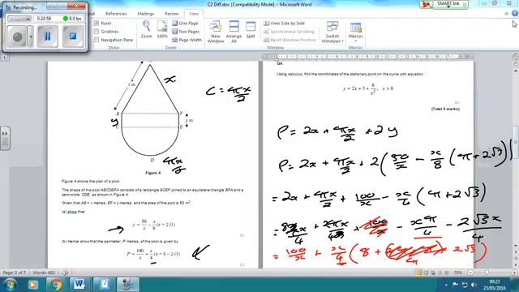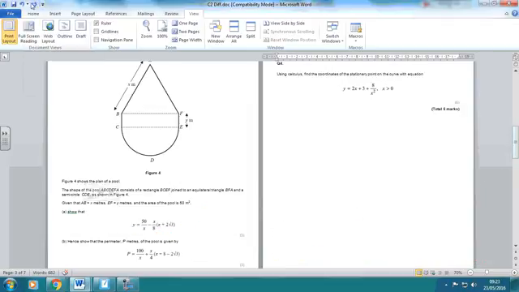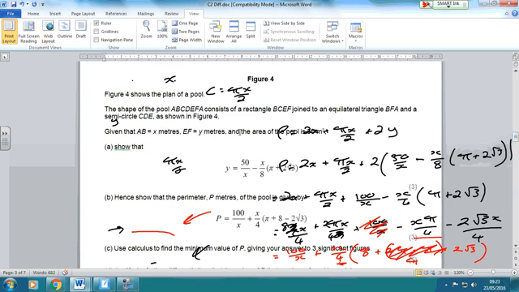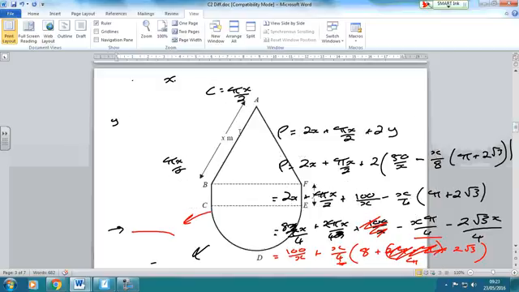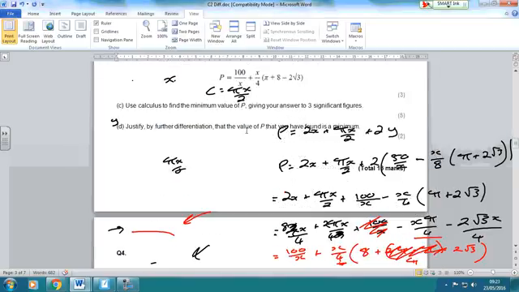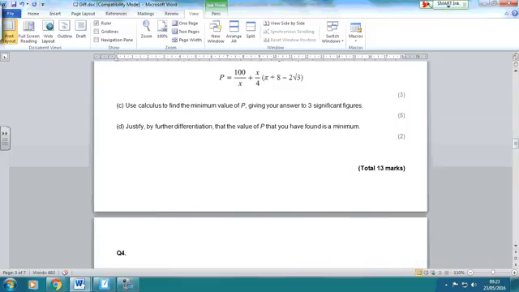Again, because they've said show that y equals this thing here, we can actually use this to do part B even if we can't do part A. But again, all of that, don't worry too much, because what we're now going to do is have a look at part C and part D. And that's the key thing here. Because again, these questions are exactly the same. I believe this is the 2014 paper.